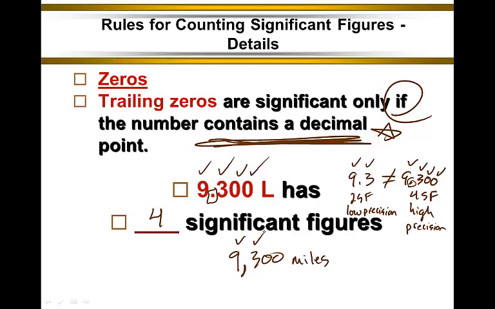We know the 9 and the 3 are good. Okay, we have trailing zeros. This says it's significant only if there's a decimal point. I don't see a decimal point, which means these don't count.